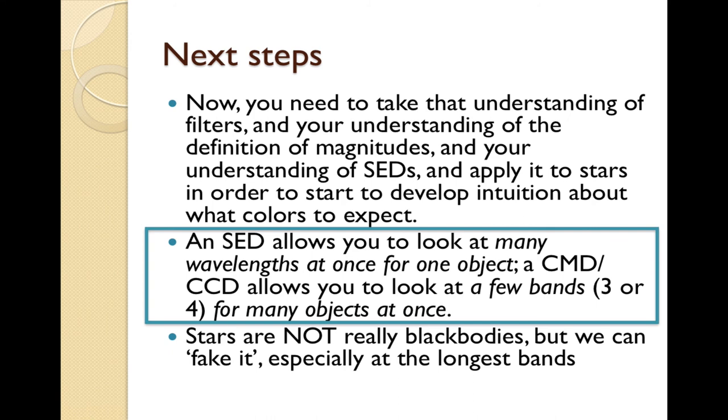One thing that I think is useful to think about is that a spectral energy distribution is looking at data from many different wavelengths all at once for just one object, or a few objects if you're going to make a really complicated plot. A color magnitude diagram or a color diagram is allowing you to look at just a few bands for many objects at once. So in one case, you're looking at many wavelengths for one object. In the other case, you're looking at many objects for a few wavelengths. In order to understand, based on SEDs, what colors to expect, where you expect objects to fall in a color or color magnitude diagram, you can approximate stars as black bodies. They're not really black bodies, but we can fake it, especially at the longest wavelengths.